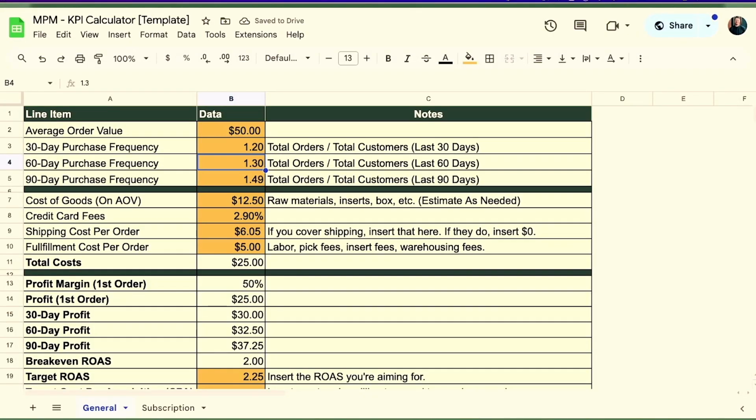So if I were to say that my purchase frequency ended up being a pretty common one, about 1.2. I'm just going to throw it in there. We'll make it real simple. Let's say in the last 30 days, my purchase frequency was 1.2. Well, what this means is my profit on day one, if someone bought from me one time, is $25 because that's the profit in that AOV. But in 30 days, my profit is actually $30 because we had 20% of people buy a second time.